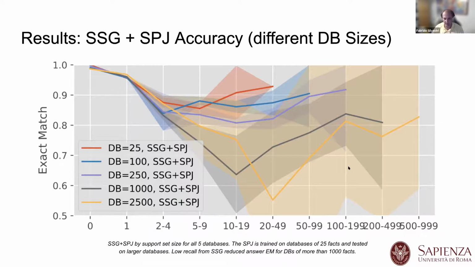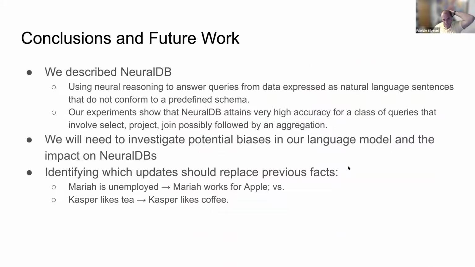Again, you can read the results, but it's kind of impressive, at least to us, that the exact match accuracy is steadily above 0.8 in the case of small to mid-sized databases. And of course, it degrades with the size of the database, as I said. But again, when the number of supporting facts is small, say in the order of 5 or less, the accuracy is still pretty high in this case.